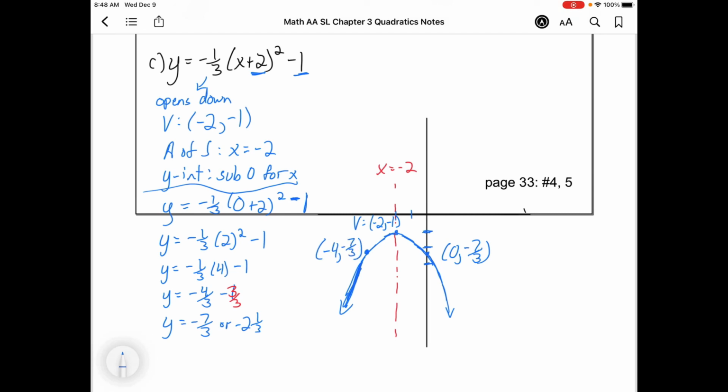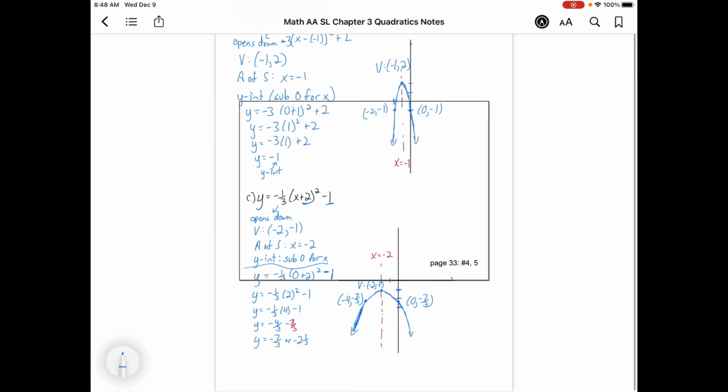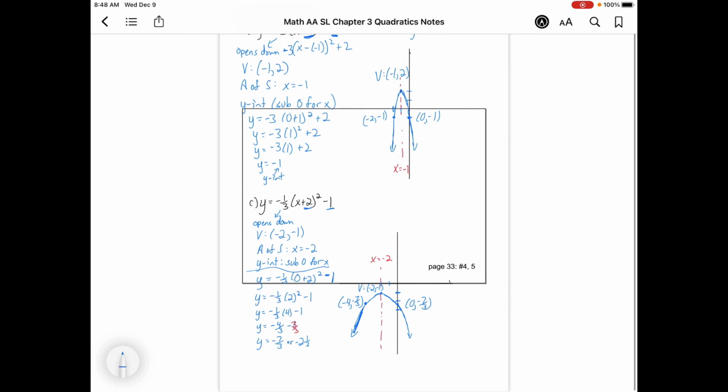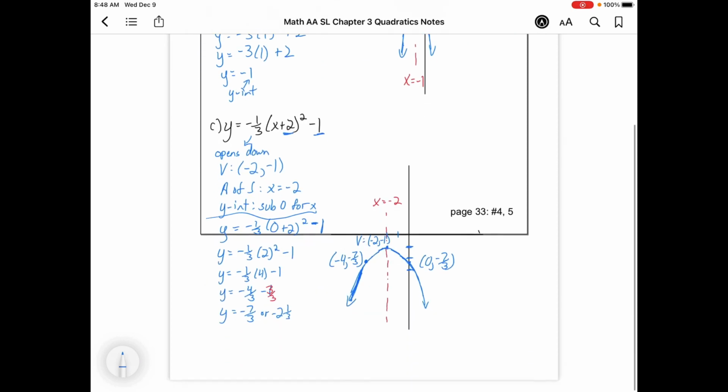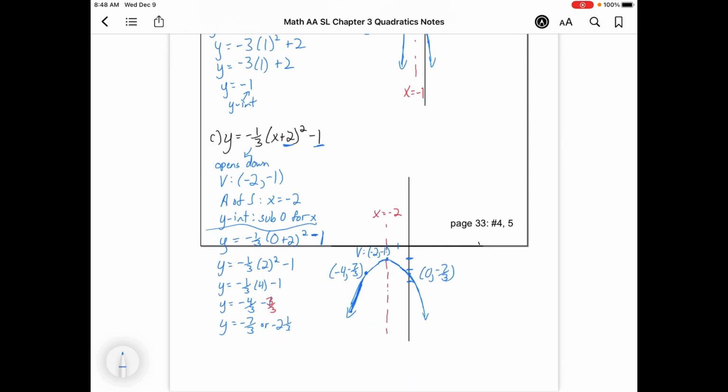So in this question, all we're doing is graphing the function. You notice that if we compare b and c, b is really steep, okay? And that's because it had a leading coefficient that was big. It had a negative 3. C is wider because it has a leading coefficient of negative 1/3.